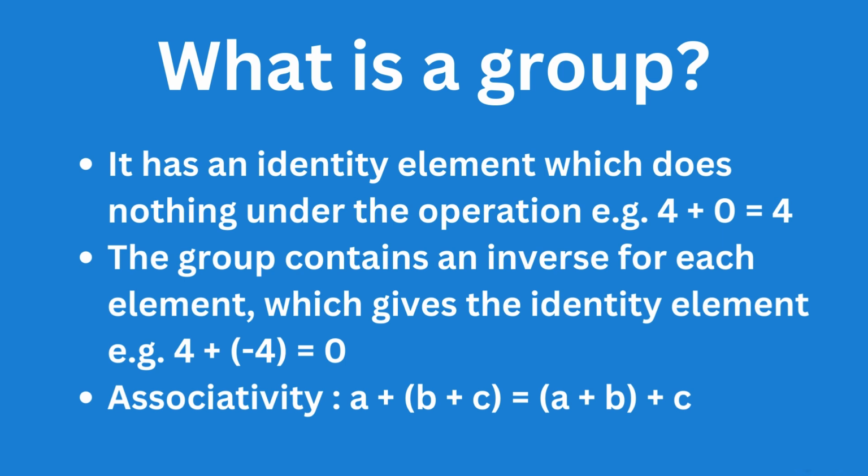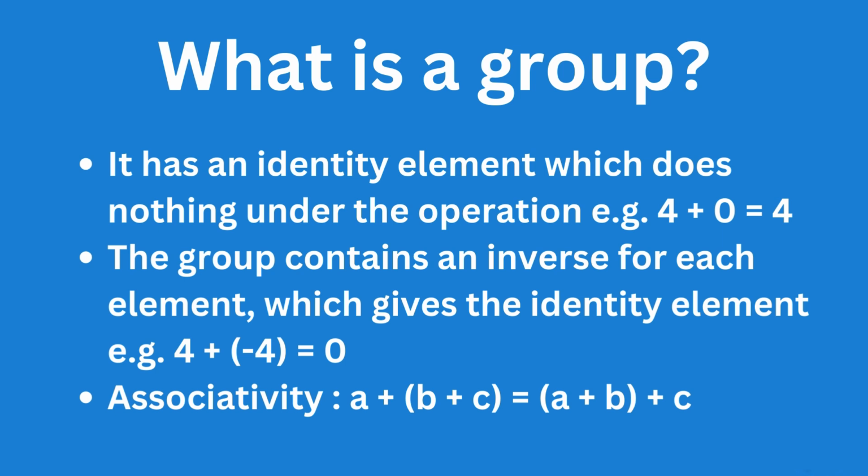The group also needs to contain an inverse element for every element that you have. This is something which brings the element back to the identity element. So for example, if our identity element under addition is 0, and we start with the element 4, we can use the element minus 4 and add them together to make 0. So minus 4 is the inverse element of 4.